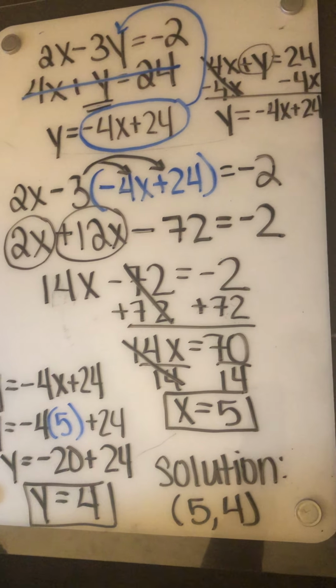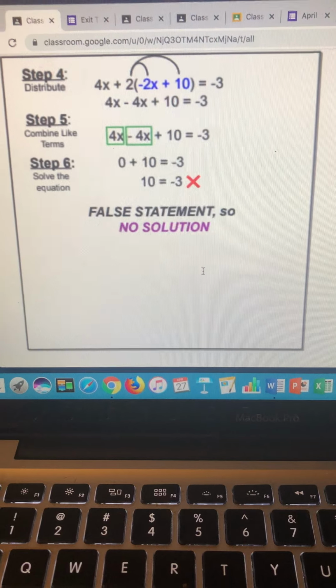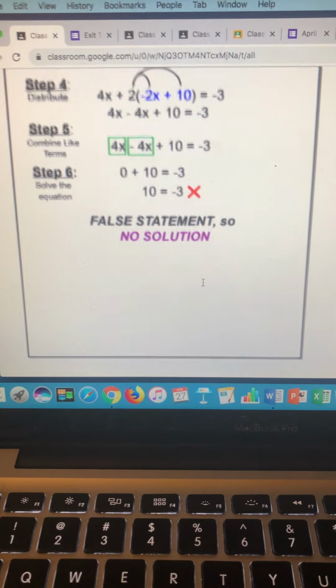Okay, this one we wound up getting a false statement. If you ever get something like that where a number is equal to not itself, some other number, then that means that these lines must be parallel. There's no solution. A false statement means there is no solution. These lines would never share a common point. They would be parallel on your graph.